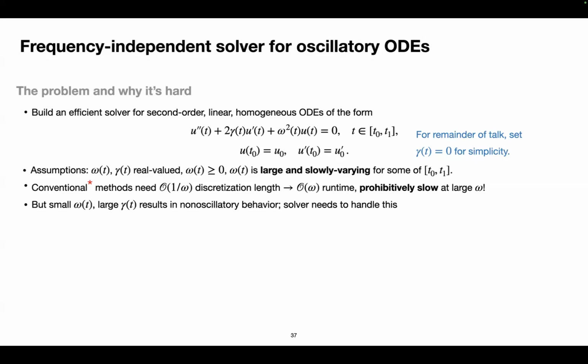The other issue is that the behavior of the solution, u, may not be oscillatory for the entirety of the interval that we are interested in, and so a numerical method ideally needs to be able to handle this as well. So going into this, my goal was to design a numerical method whose runtime doesn't depend on the frequency at all. So it's just as fast for high frequency oscillations as it is for non-oscillatory behavior.